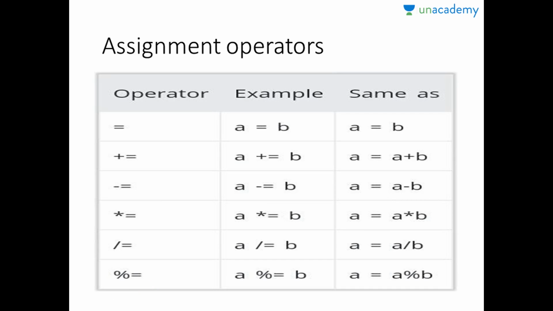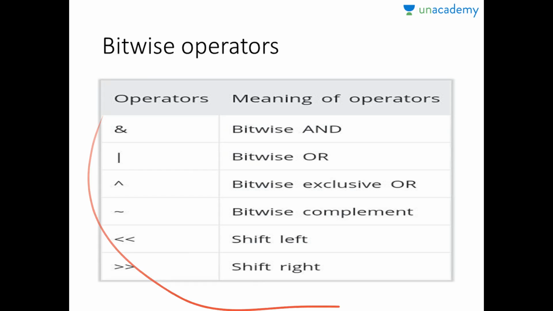Now this is the assignment operator. This is used to assign a value to the variable. This is something called a plus equal to b, so it is same as a equal to a plus b. It is the same with all of these. You can see a minus equal to b means a equal to a minus b. In the same way, all of these are there.